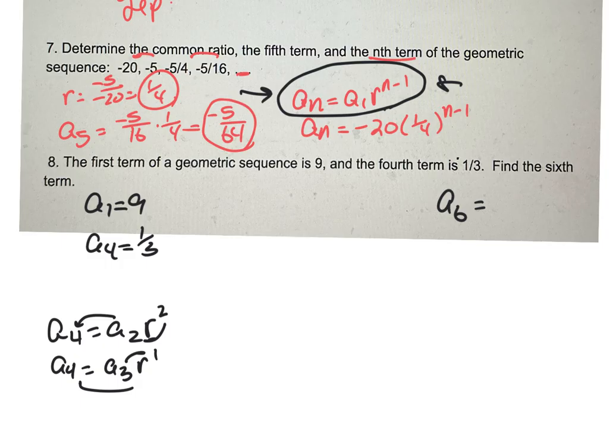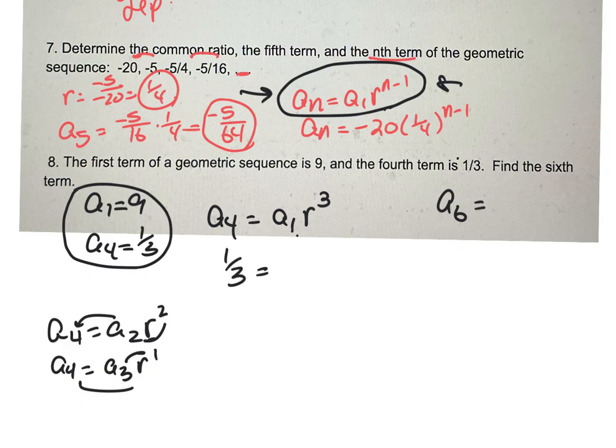So what I'm going to have to do, I cannot find A6 unless I know what R is. I've got to find R. So I'm going to use the two they gave me to figure out what R is. They gave me A4 and A1. And what I know is A1 times R cubed has to be A4, because 1 plus 3 add up to be 4. So here's what I know. The fourth term is 1/3. The first term is 9. I don't know R. I need to find R so I can find the sixth term. There's no way to find that without R.